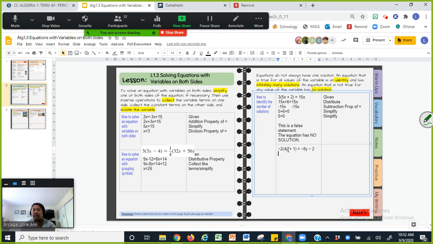Negative 2 times 4y. So let's multiply that. That's negative 8y. Okay. Then we're going to multiply the negative 2 to the positive 1. Negative 2 times positive 1 is negative 2. Okay.